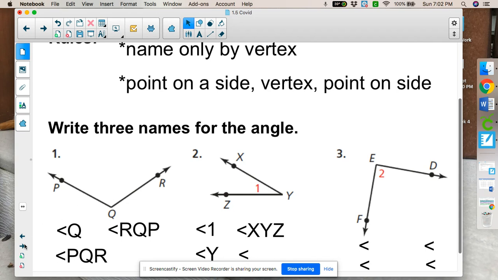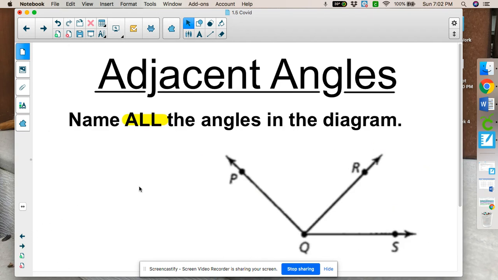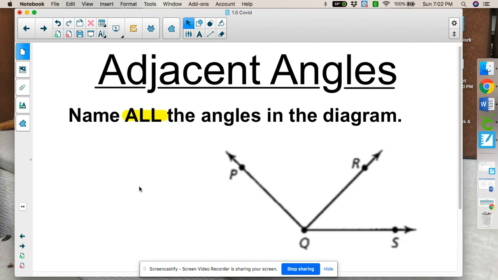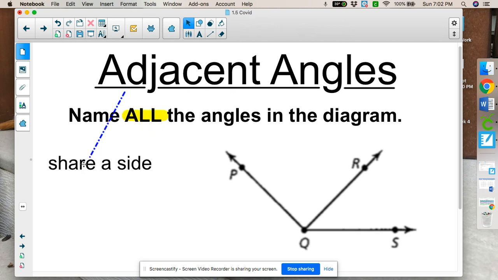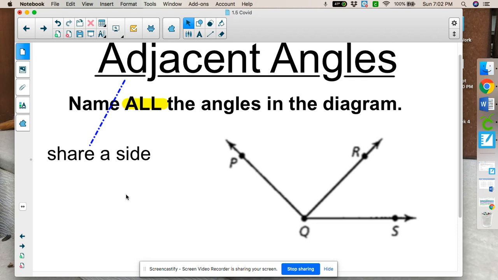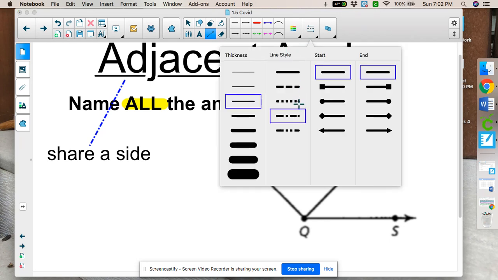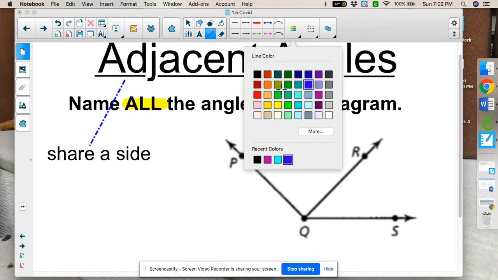So adjacent angles. Adjacent means right next to, and in our case, for angles to be adjacent, they actually have to share a common side. So they have to share a side for them to be adjacent angles. So if I were looking at these angles in the diagram here, this would be a case where I don't just want to name, let's say, this angle. Let me change colors here.